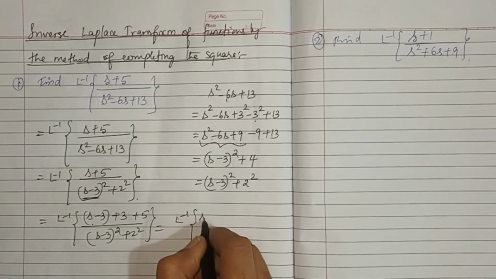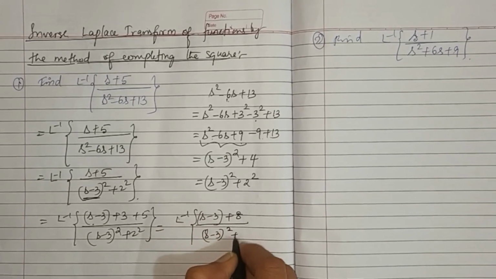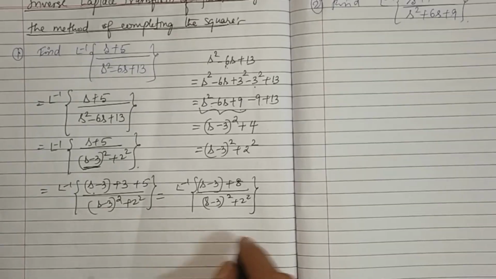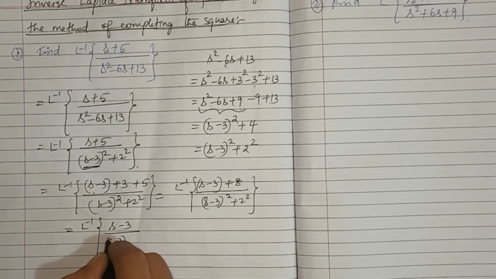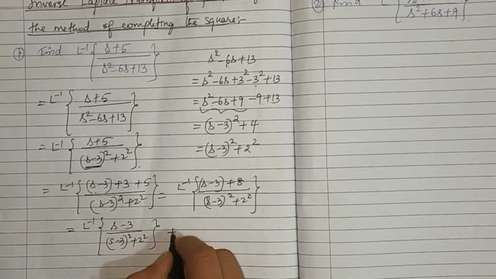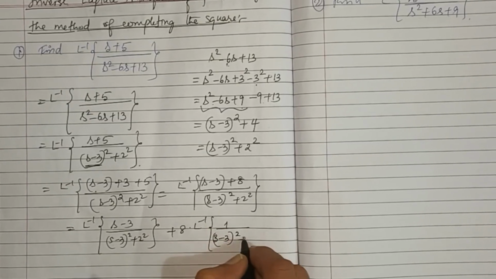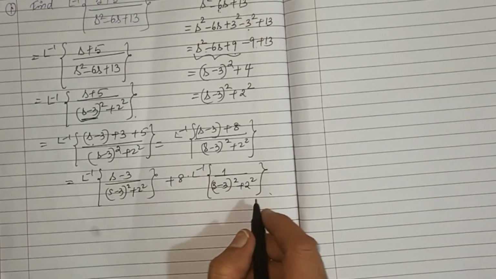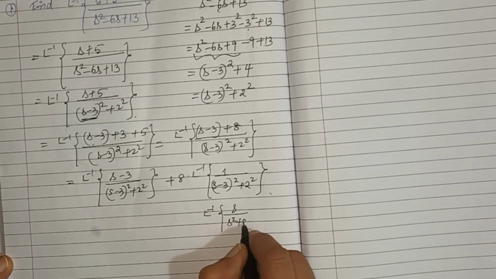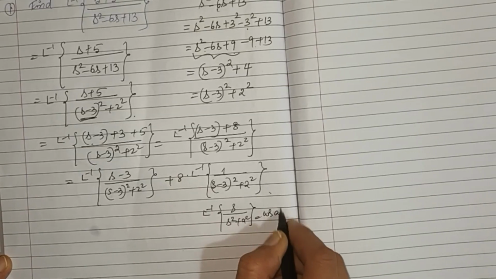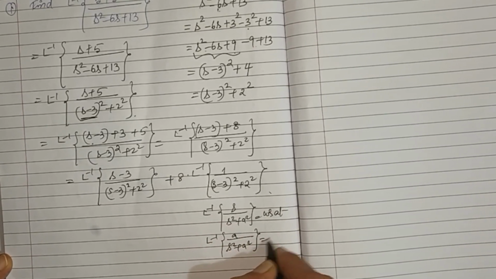Inverse transform of s minus 3, 5 plus 3 is 8, by s minus 3 whole square plus 2 square. Now you can split. This is equal to inverse transform of s minus 3 by s minus 3 whole square plus 2 square, plus 8 into inverse transform of 1 by s minus 3 whole square plus 2 square. So we have the formula: inverse transform of s by s square plus a square is cos at, and inverse transform of a by s square plus a square is sin at.